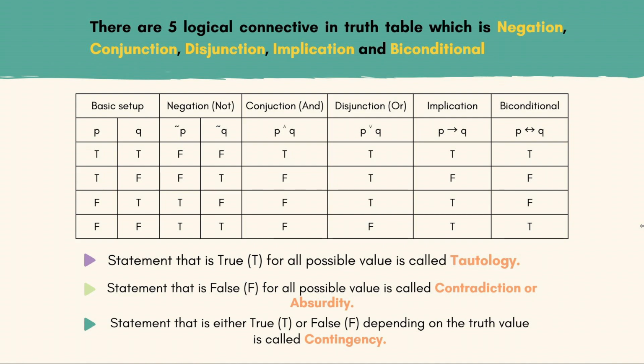When the statement is true for all possible values, it's called a tautology. When the statement is false for all possible values, it's called a contradiction or absurdity. When the statement is either true or false depending on the truth values, it's called a contingency.